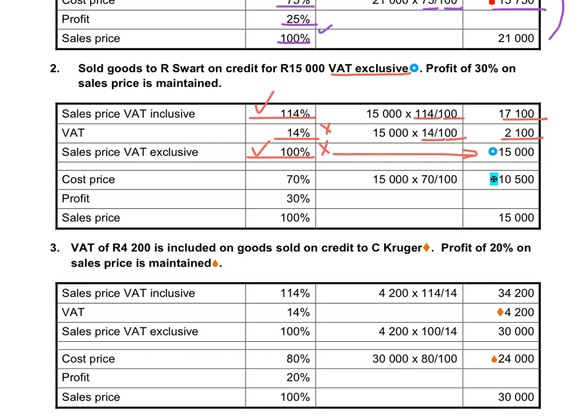A profit of 30% on sales price is maintained. Because it's on sales price equals 100%, profit 30, cost price must be less, so the cost price is 70%. We use the sales price excluding VAT to calculate the cost price. So if we want to calculate the cost price, the one that we want, 70, divided by the one that we know, 100, and that will give us 10,500.